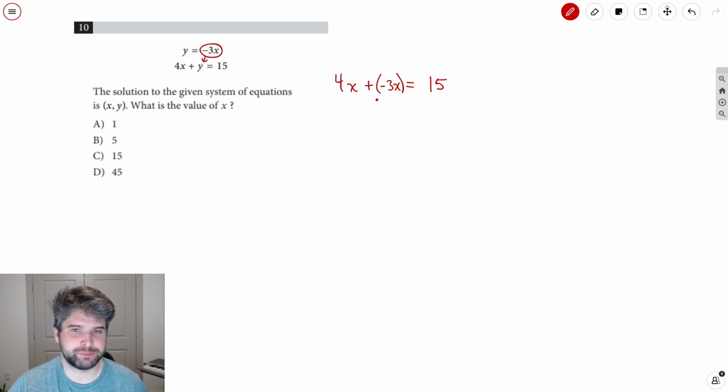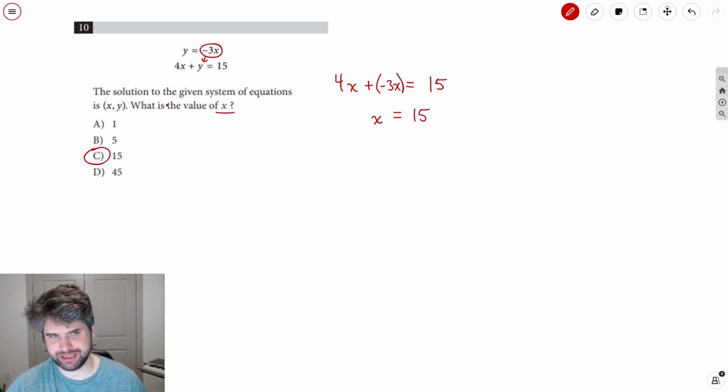And then what's 4x plus negative 3x? We're combining like terms here. 4x plus negative 3x, or 4x minus 3x, is just a single x. And that equals 15. Voila, we've solved the problem. The answer is C, because it's asking for the value of x.